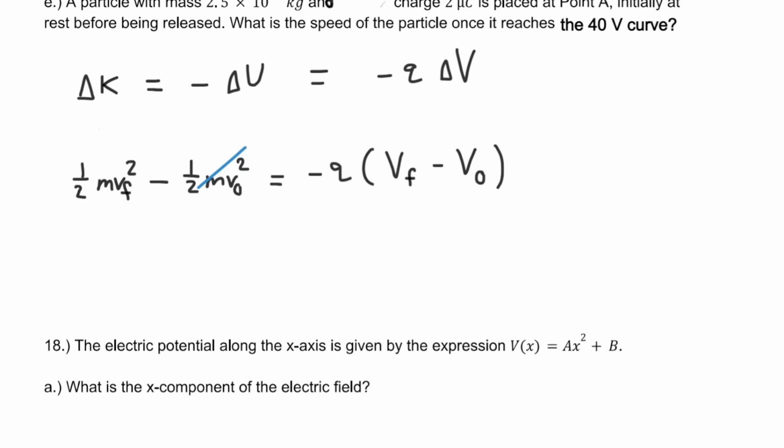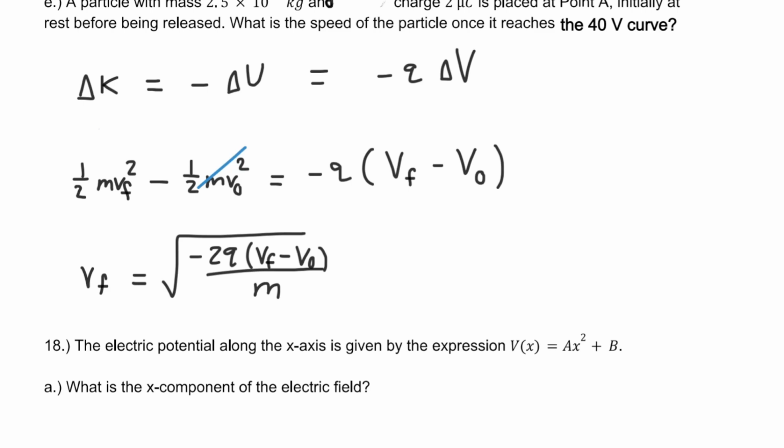So I'd multiply both sides by 2, divide by m, take a square root. I would get Vf, the final velocity, is the square root of negative 2 times q times the final potential minus the starting potential, divided by the mass of the charge. And it might seem problematic that we have a negative in our square root right now, but that's no issue because we also have a negative charge.